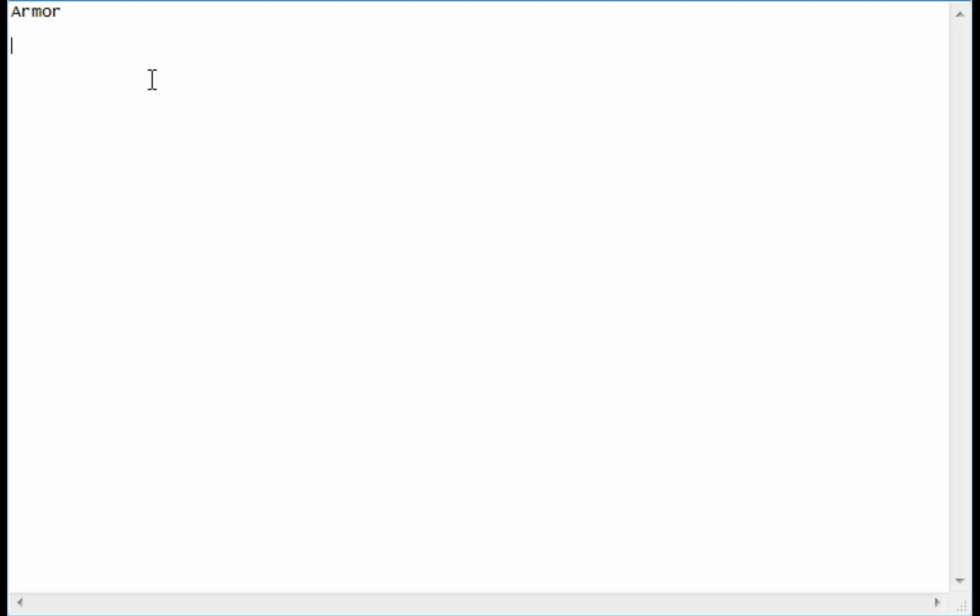A lot of people don't understand how armor works. There's a simple algorithm that you can follow, and I'm not going to be following the damage reduction algorithm because it's extra math you don't need to worry about. We're just going to look at the damage taken algorithm.